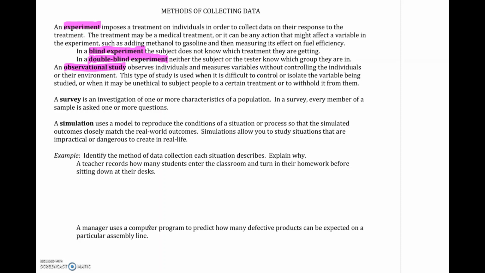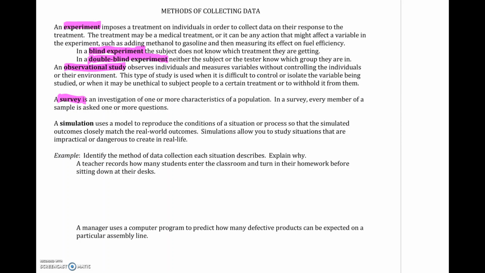Okay, one that we often use in stats is a survey. It's an investigation of one or more characteristics of a population. And in a survey, every single member of the sample is asked to answer at least one question, right? You get these a lot, even every year from the district or the school. They may ask you to do a survey about how school's going or how you're feeling emotionally, right?